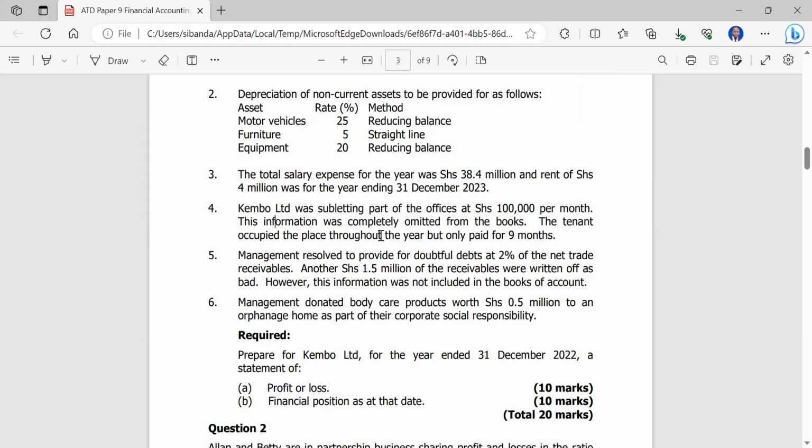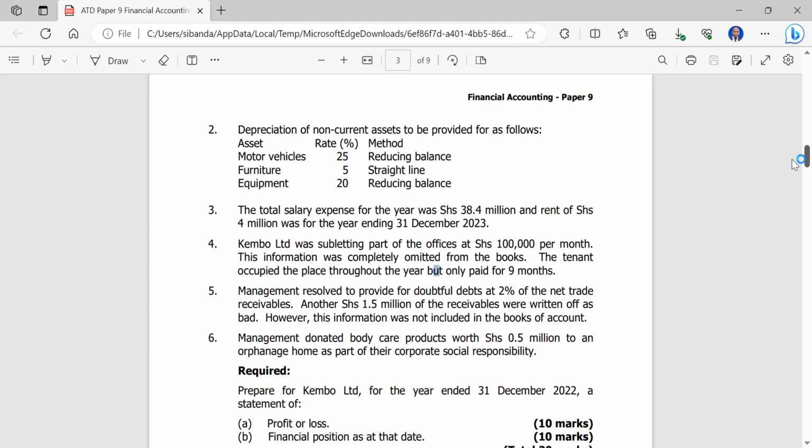So what this means is that this is an additional income. Since that was subletting per month, they're telling us it was completely omitted from the books, and the tenant occupied the place throughout the year. Throughout the year means that the rent should have been 100 times 12. And then they're telling us that only 9 months was paid.